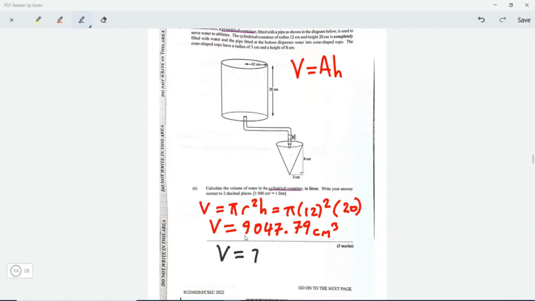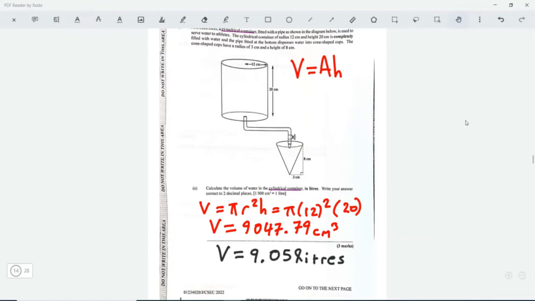So it's going to be 9 point. Bring over the decimal 3 places. 1, 2, 3. That's 9.05 liters. All right, that's the volume. We have to divide it by 1,000 because 1,000 centimeter cube is equal to 1 liter. So you have to divide it by 1,000.